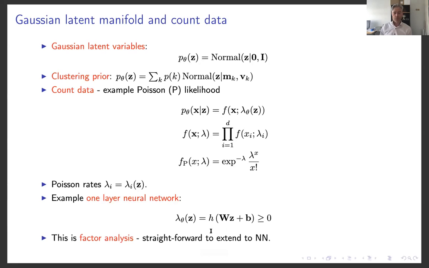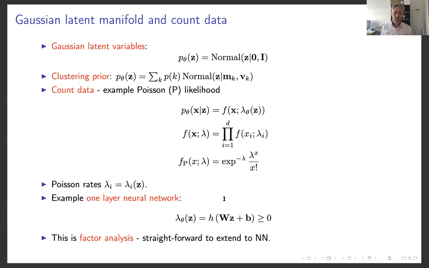And we could, for example, have a very simple linear model here. Since the rate should be non-negative, we have to apply a nonlinearity like the rectified linear, the ReLU. But we could have a linear model between the latent and this rate.